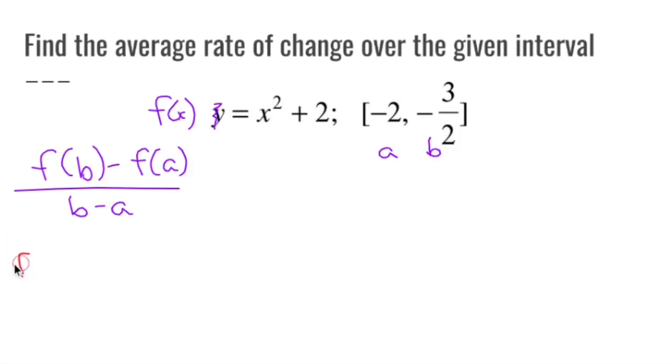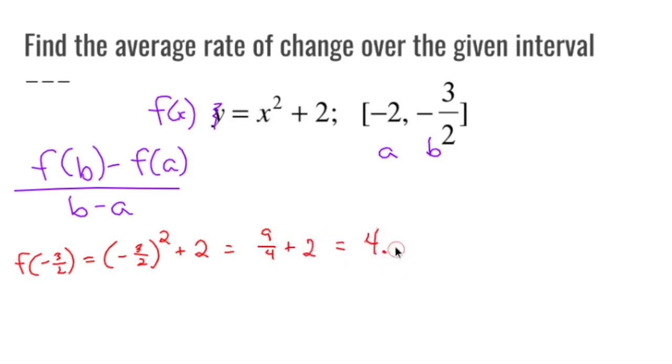So f of b is going to be f of negative 3 over 2. And that's going to become negative 3 over 2 squared plus 2. Negative 3 over 2 times itself is 9 over 4 plus 2, which is, what is 9 over 4? 2 1/4. So 2 1/4 plus 2 is 4 1/4, 4.25. All right, so that's f of b.